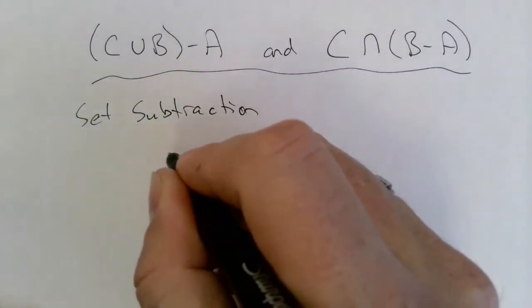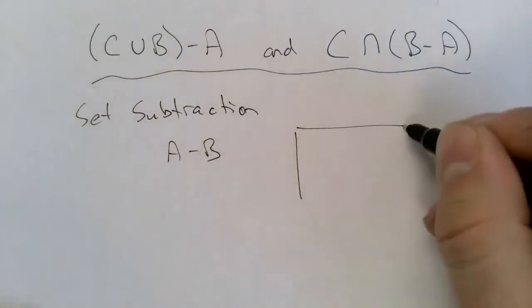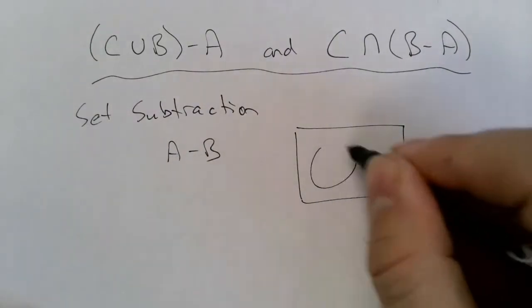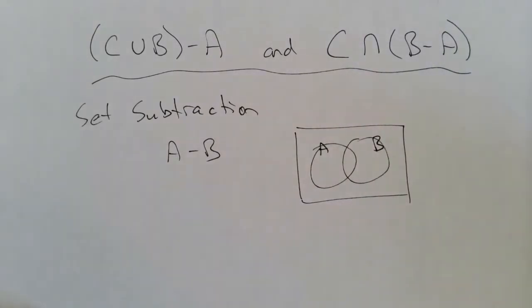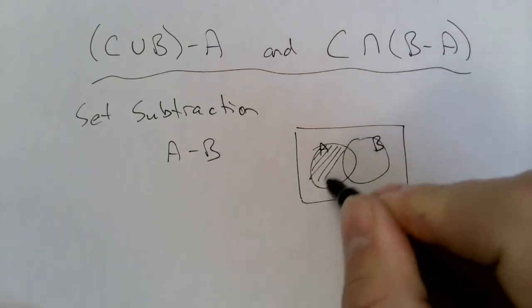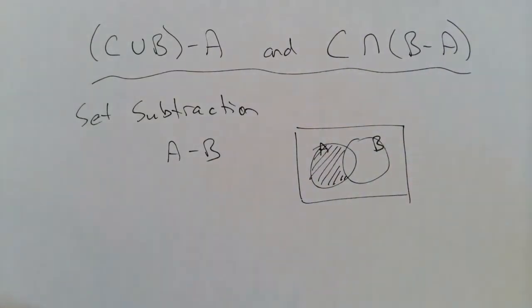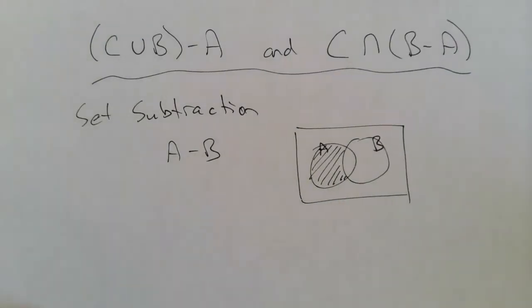Let's say I've got the expression A minus B. What I intend by that, and we're going to look at a Venn diagram here, is this: here's set A, here's set B. What I intend by that is this right here. I'm going to shade that in. It's this little bit right here. It's the part of A that doesn't overlap with B, so we're taking away that piece right there.